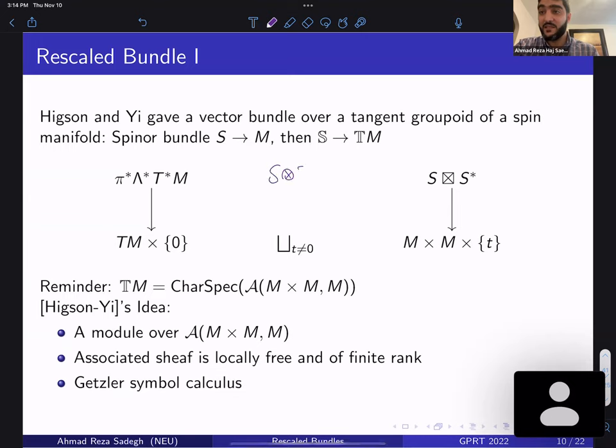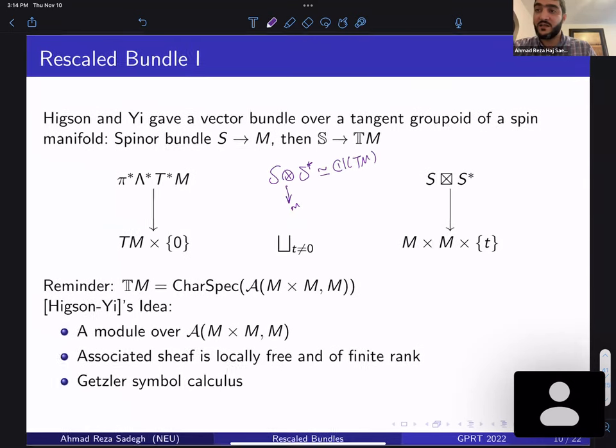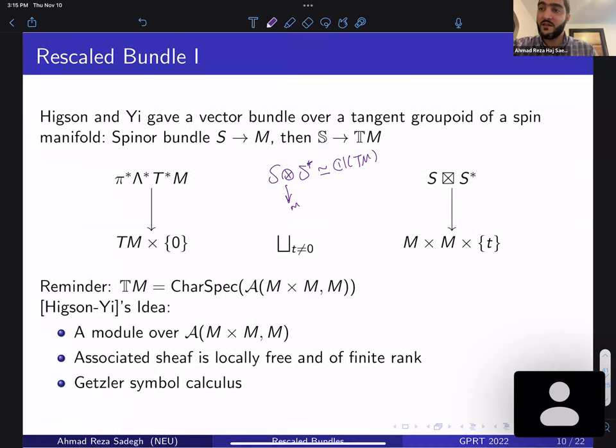So basically how they are related: S tensor S star, but this is not a box tensor. You see, box tensor is over M times M, but this is over M. The usual tensor product is identifiable with, for example, the Clifford algebra of TM, and this is identifiable with the exterior algebra as well. Yeah, they are very, very related. Yeah, that's the precise thing I was trying to say. Okay, cool. No problem.